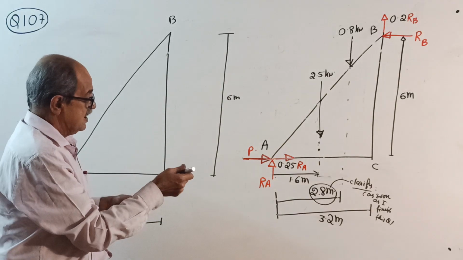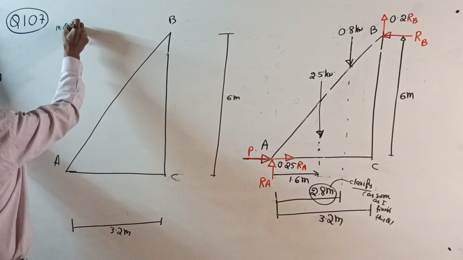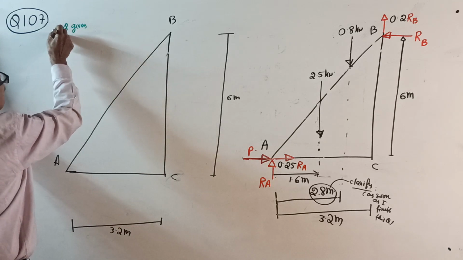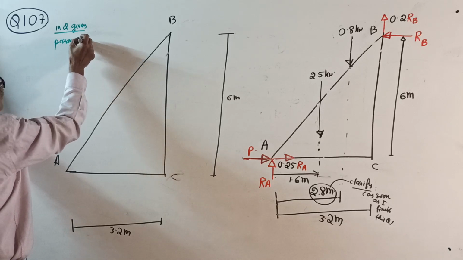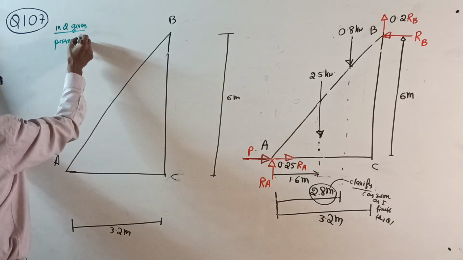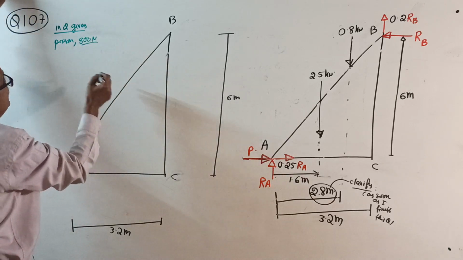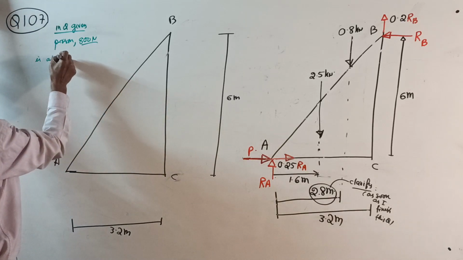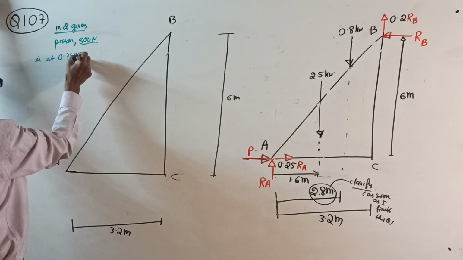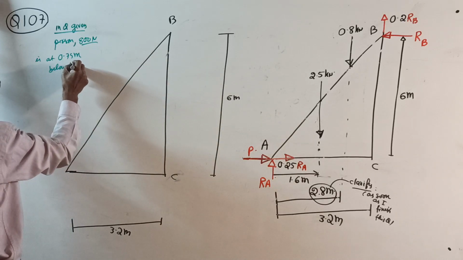So I will use green color now. See, in the question it is given that you write that the person weighs 800 Newton. Okay, 800 Newton. But when you solve the question, he is at 0.75 meter below, meaning vertically below the top of the ladder.